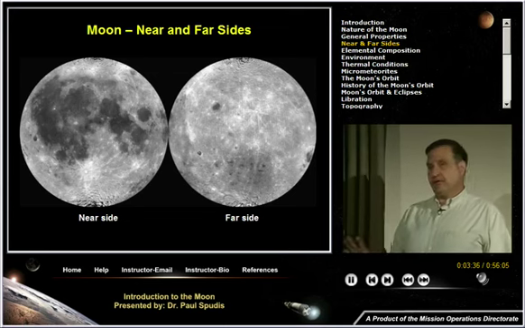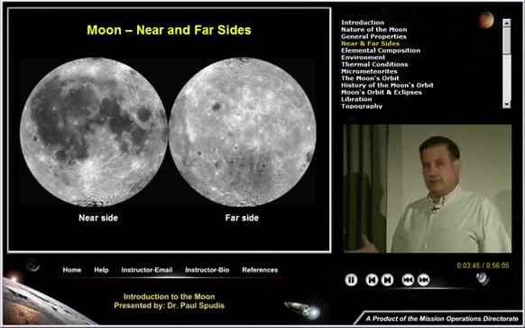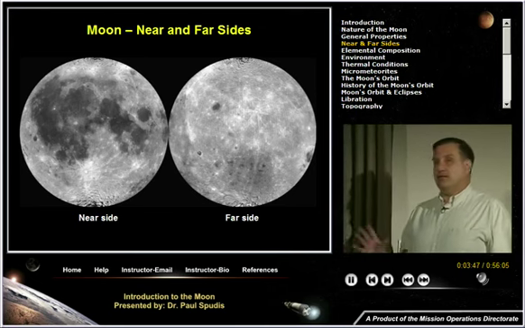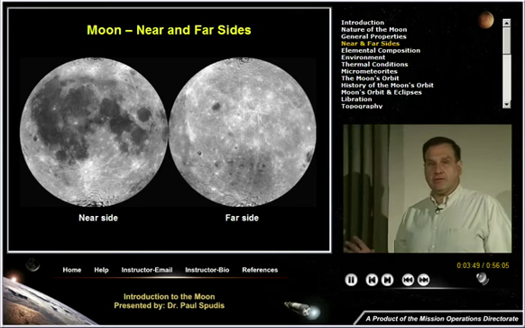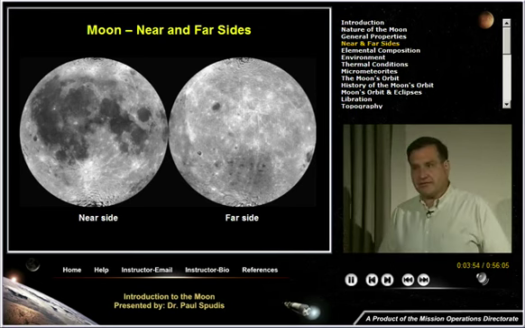There are two terrains on the moon: the dark, smooth, low Maria, which are the basaltic flood lavas of the moon, and the very bright, rugged, cratered highlands of the moon, the Terra. Maria and Terra form the framework of the terrain on the front side of the moon. The far side is almost all Terra. There are very few Maria on the far side.